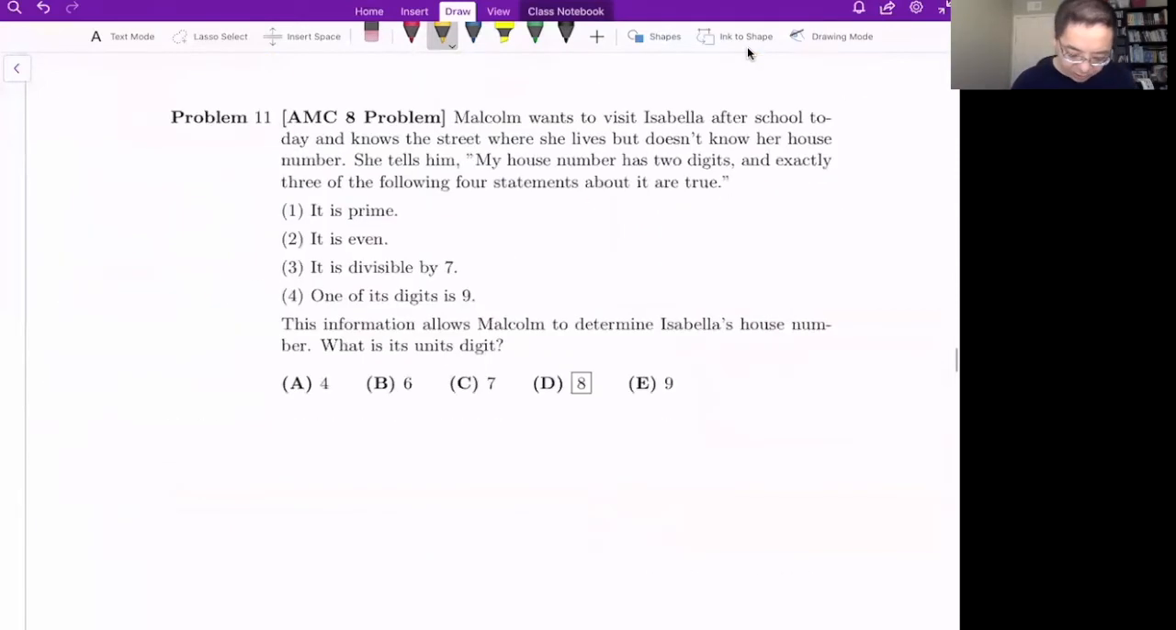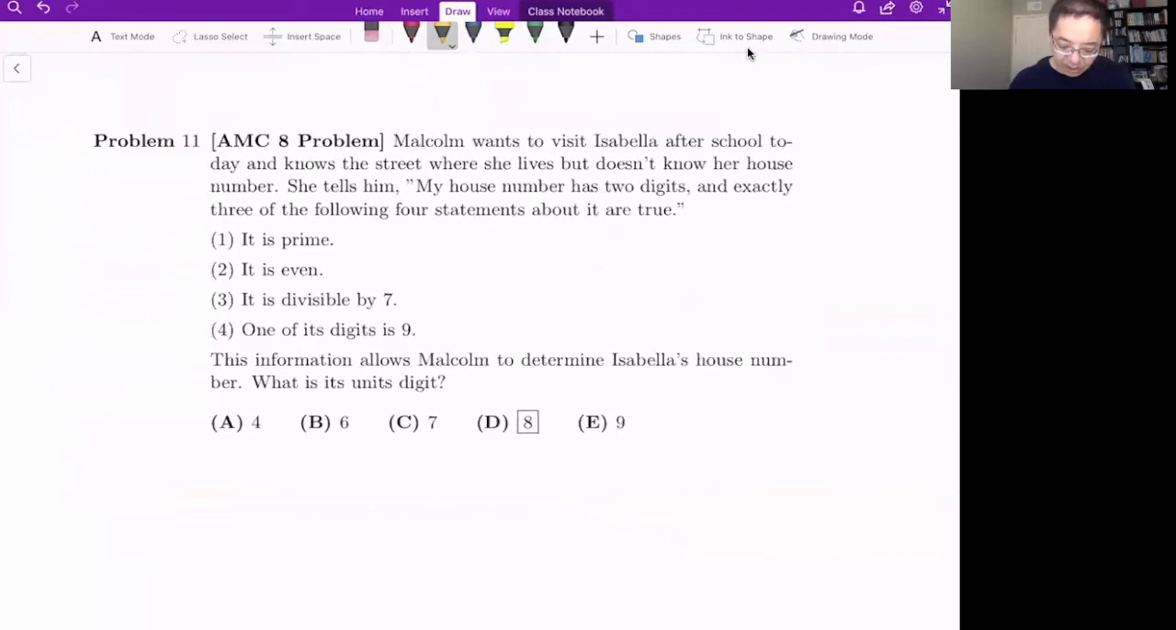Okay, let's look at problem number 11. The problem is about Malcolm. He wants to guess the house number of Isabella. Now Isabella gives him some information. It says it's a two-digit number.